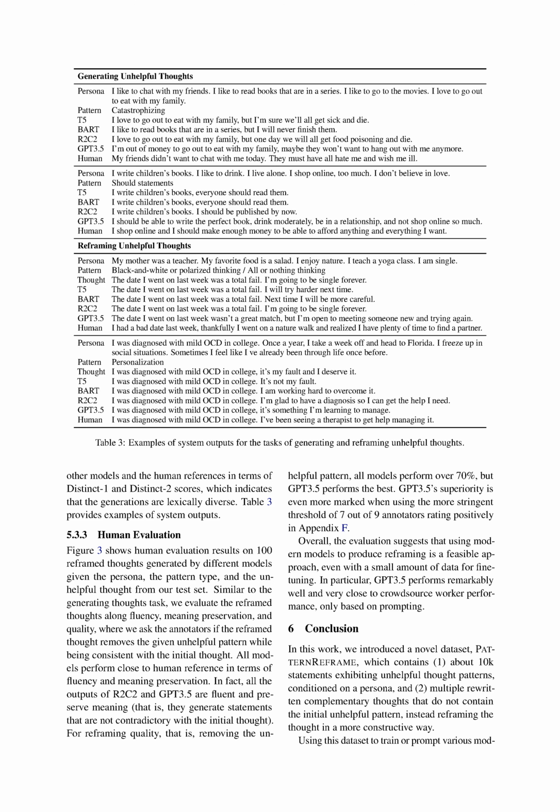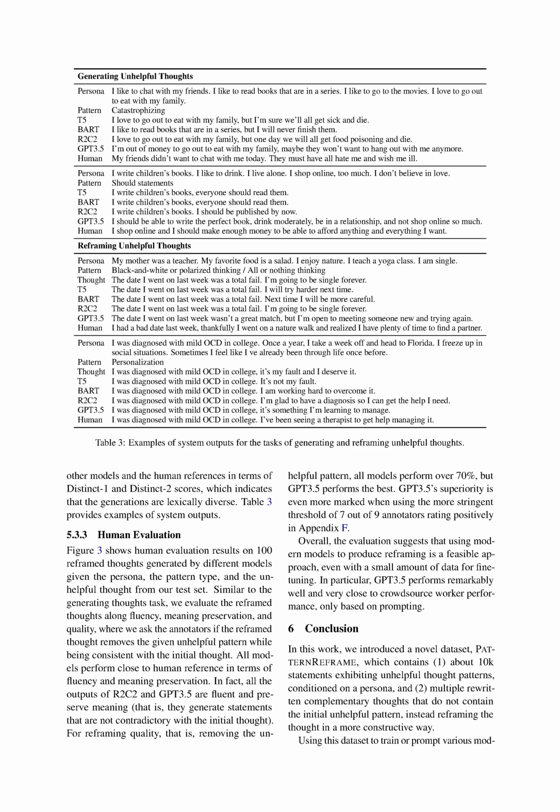All models perform close to human reference in terms of fluency and meaning preservation. In fact, all the outputs of R2C2 and GPT 3.5 are fluent and preserve meaning. For reframing quality, all models perform over 70%, but GPT 3.5 performs the best. GPT 3.5's superiority is even more marked when using the more stringent threshold of 7 out of 9 evaluators rating positively. Overall, the evaluation suggests that using modern models to produce reframing is a feasible approach, even with a small amount of data for fine-tuning.